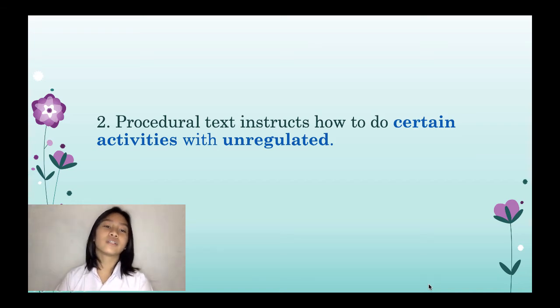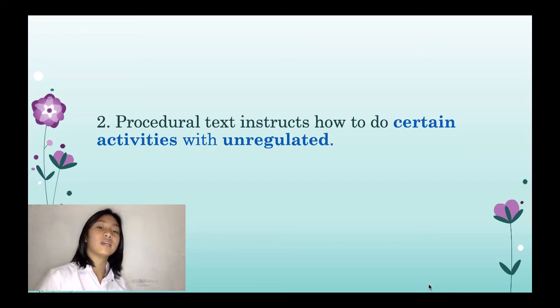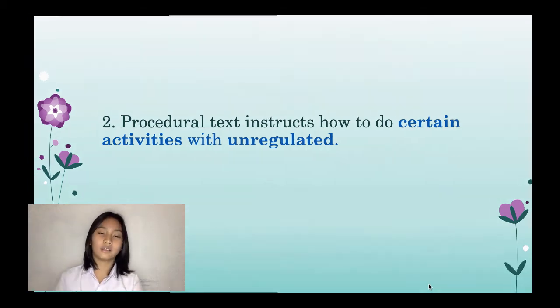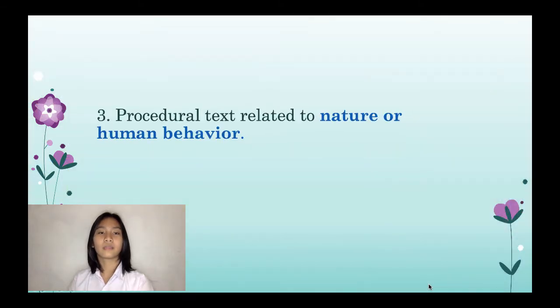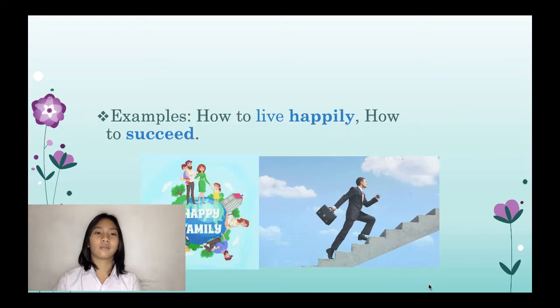Next, procedural text that instructs how to do certain activities with regulations. For example, road safety rules, video game rules, and the rest. Third is procedural text related to nature or human behavior. For example, how to live happily, how to succeed.